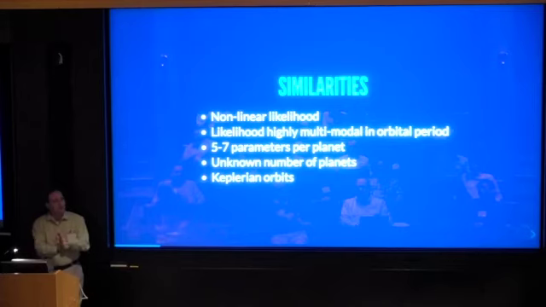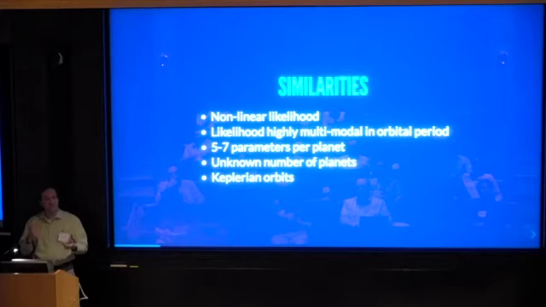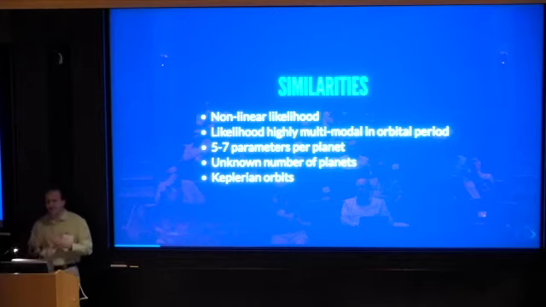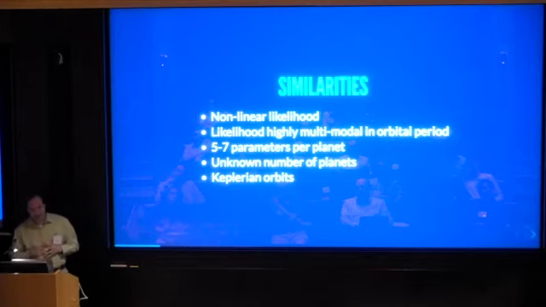Okay, so what's common across all these different planet search methods? All of them have a nonlinear likelihood. All of them are highly multimodal, particularly in the orbital period. And there's typically of order 5 to 7 parameters per planet, depending upon what assumptions you make. And also a common problem is there's an unknown number of planets.